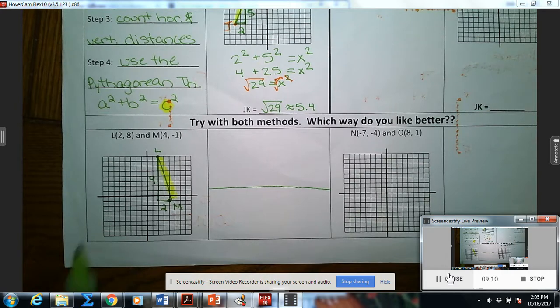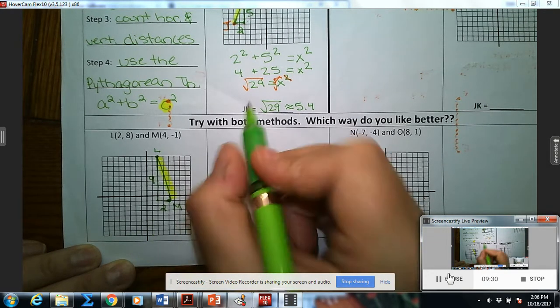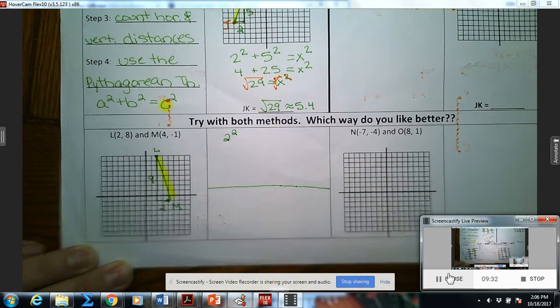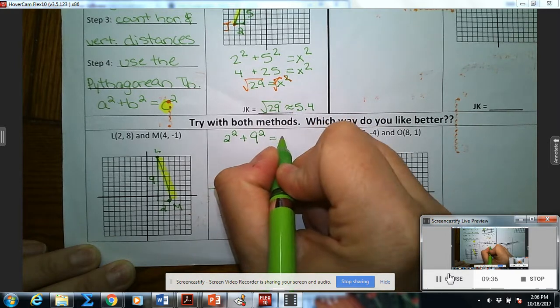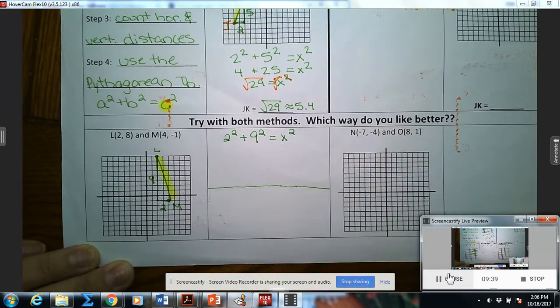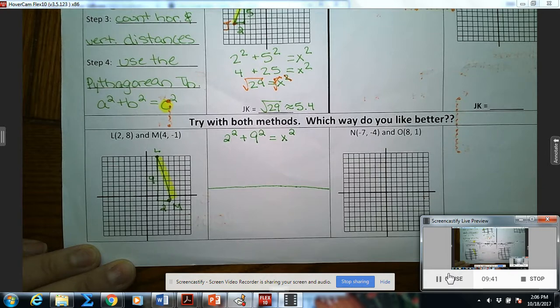Okay, so I've plotted L, I've plotted M, I've drawn in a right triangle here. I've counted the horizontal distance as 2, the vertical distance as 9, and I know I'm trying to find the distance from L to M, which is this highlighted diagonal. So I'm going to use my Pythagorean theorem again. 2 is going to be in the A position, 9 in the B position, and I'm looking for the hypotenuse of the triangle in the C position.